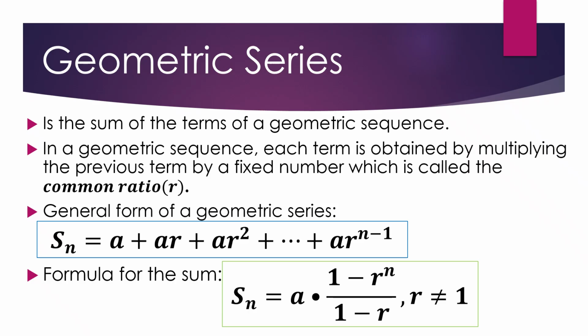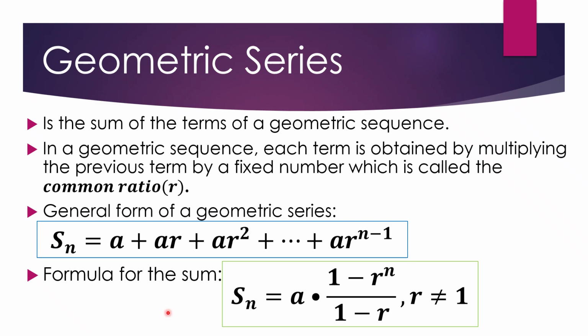A geometric series is the sum of the terms of a geometric sequence. In a geometric sequence, each term is obtained by multiplying the previous term by a fixed number, that is what we call the common ratio. In arithmetic series, we call it common difference, but here in geometric series, we call it common ratio.